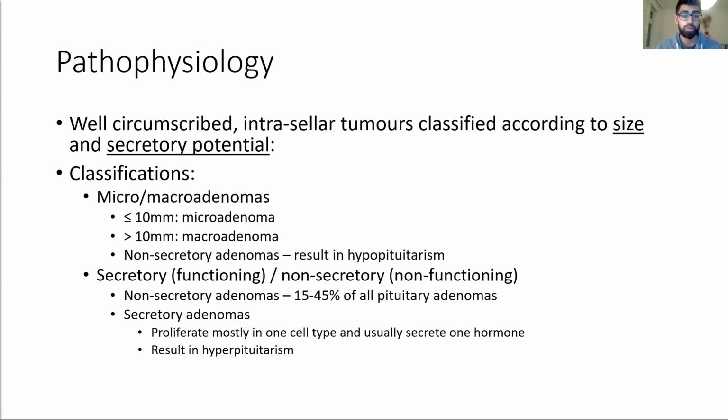We also have non-secretory adenomas and secretory adenomas. Apologies for the bullet point, it's in the wrong place. Secretory means that it secretes a hormone or multiple hormones, and non-secretory is the other category. This means that it's an adenoma, but it's not actually functioning. It's not producing any hormone. So size, macro versus microadenoma, is one classification, and then the function, in terms of its secretory potential, a secretory or a non-secretory adenoma. We can use the words interchangeably with functioning or non-functioning.